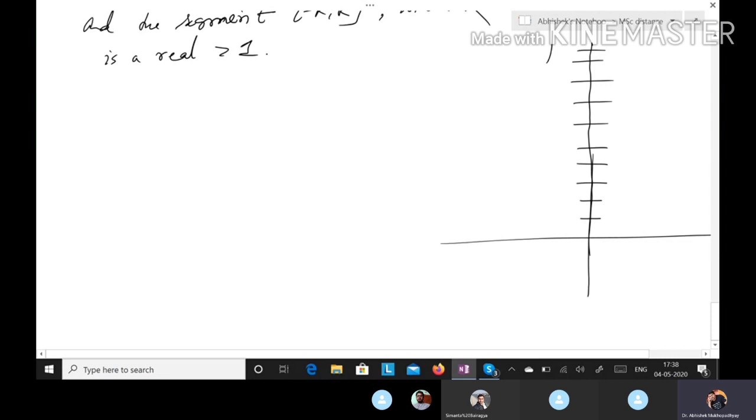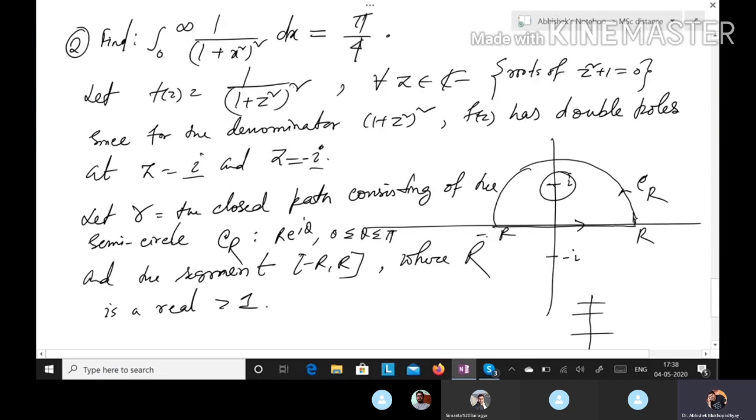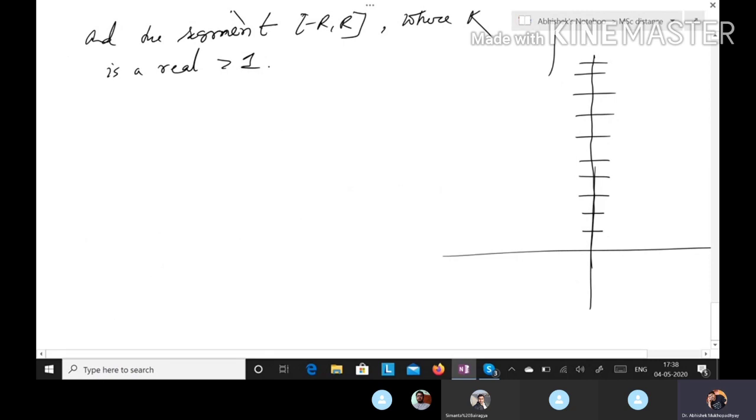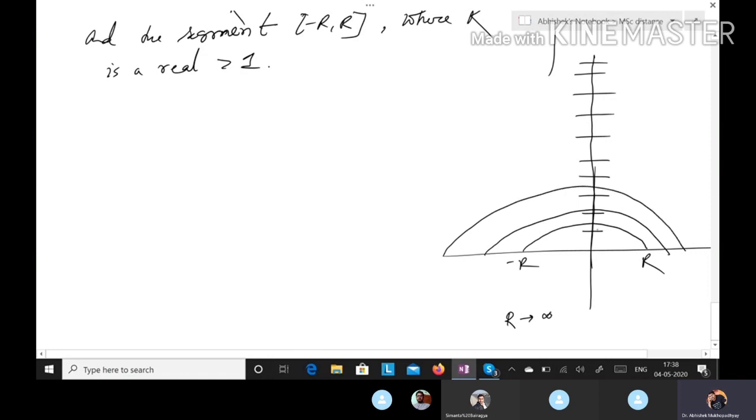Now, how do you choose this type of semicircle? Because if you choose this one, suppose it is from minus R to R, now let R go to infinity, then it will be a larger one, and another one. So each time it will contain more singularities than the previous ones. That is, this path contains this singularity, this path contains this singularity, and this.